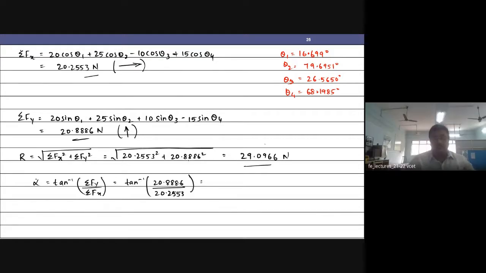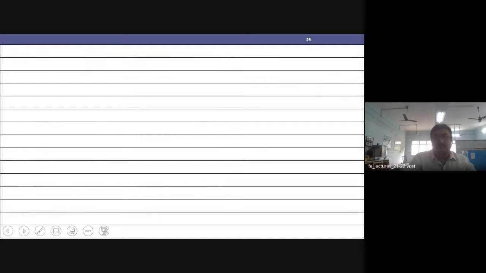.8818. So alpha equal to 45.8818 degrees. Resultant R equal to 29.0966 Newton, and alpha equal to 45.8818 degrees.